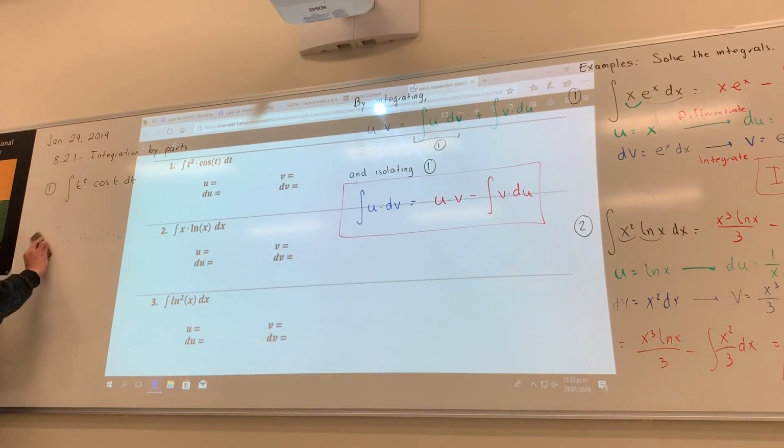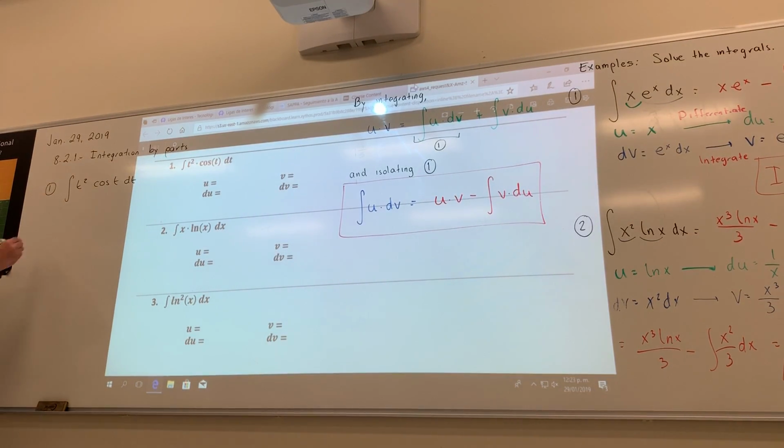Anyway. Okay, in this one, for example, which one is going to be my u and dv? What do you think? U is cosine? No, don't think so.